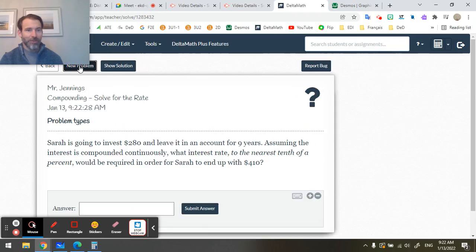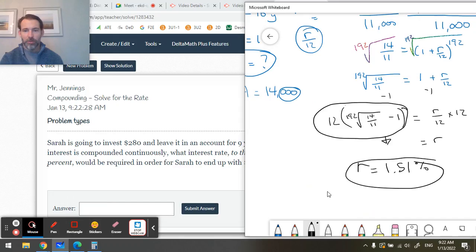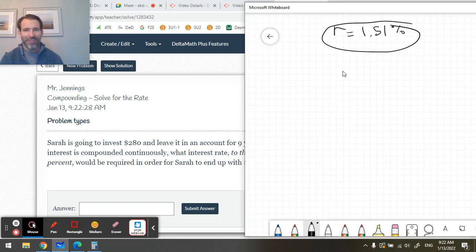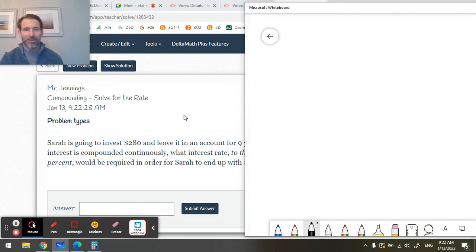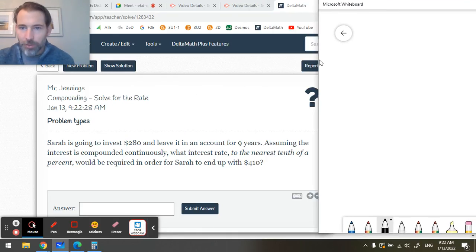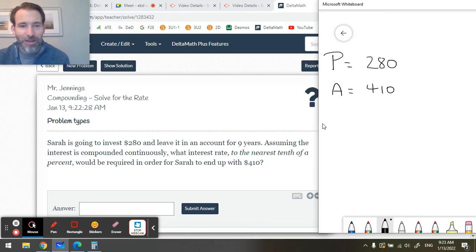Okay, let's do another one. All right, Sarah's going to invest this much money. Oh, Sarah, it's very wise of you to invest money while you're so young. All right, so let's get our numbers. The principal is equal to 280. The amount that we want is 410. So we want not to double it, but close. It's compounded continuously, so it's actually going to be a little easier to solve, but we're still going to use a funky root.